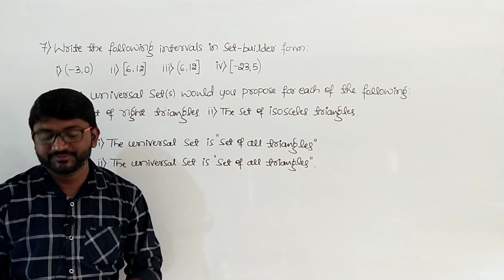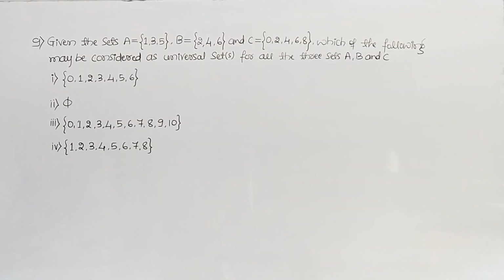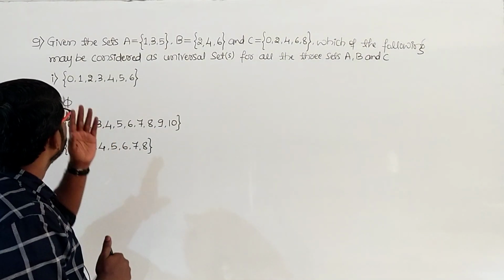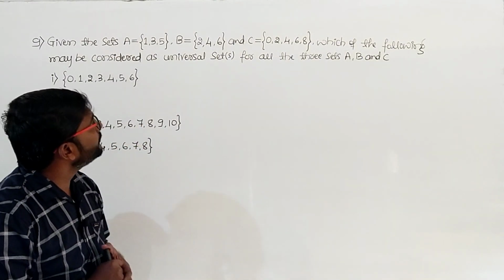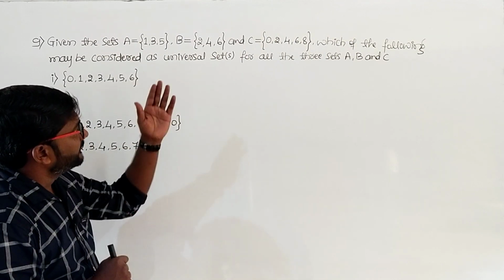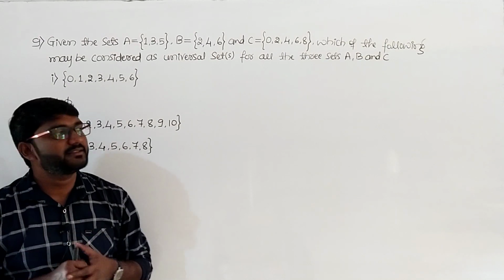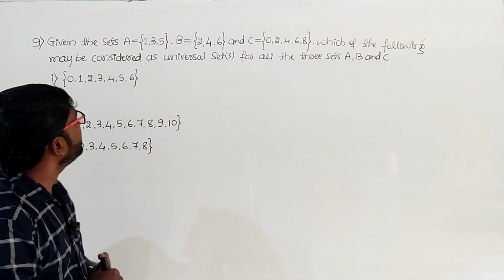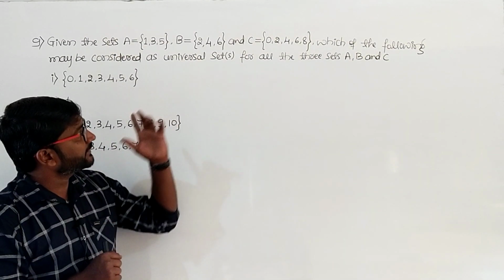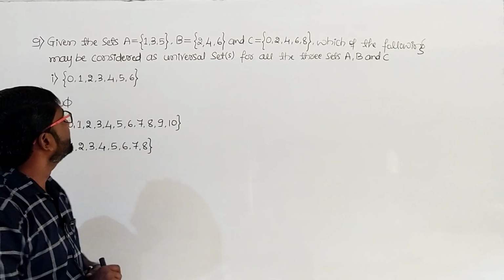So note down this. Well, the 9th question: given the sets A equal to 1, 3, 5, B equal to 2, 4, 6, and C equal to 0, 2, 4, 6, 8. So he has given 3 sets A, B and C. Then which of the following may be considered as universal sets for all the 3 sets A, B and C? So he has given options.